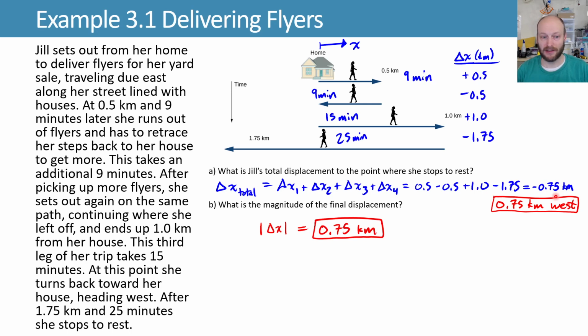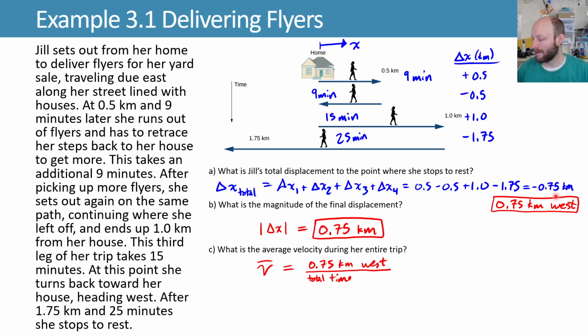What's the average velocity during her entire trip? Well, we take the distance divided by time. But keep in mind, this is not total distance because we want velocity. This is going to be displacement. So her total distance, she was traveling a bunch more, but her actual final displacement is just her final position minus her initial position. And so we have 0.75 kilometers to the west divided by the total amount of time it took her to take the trip, 58 minutes.